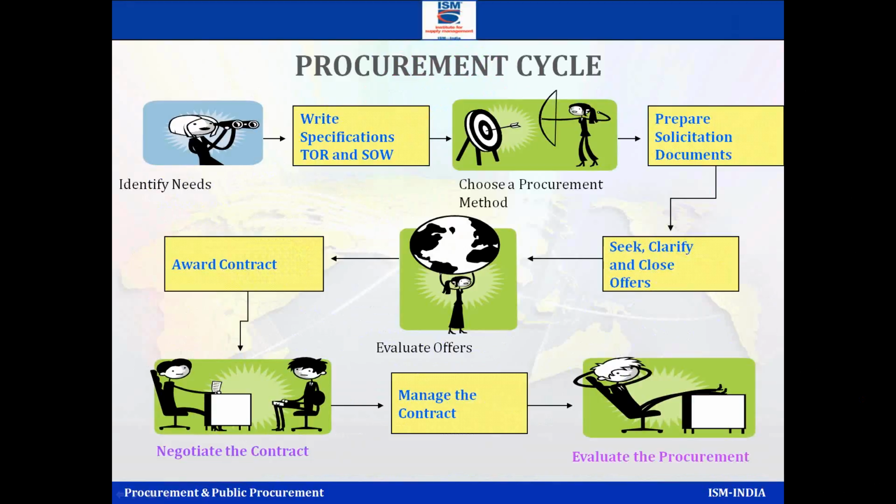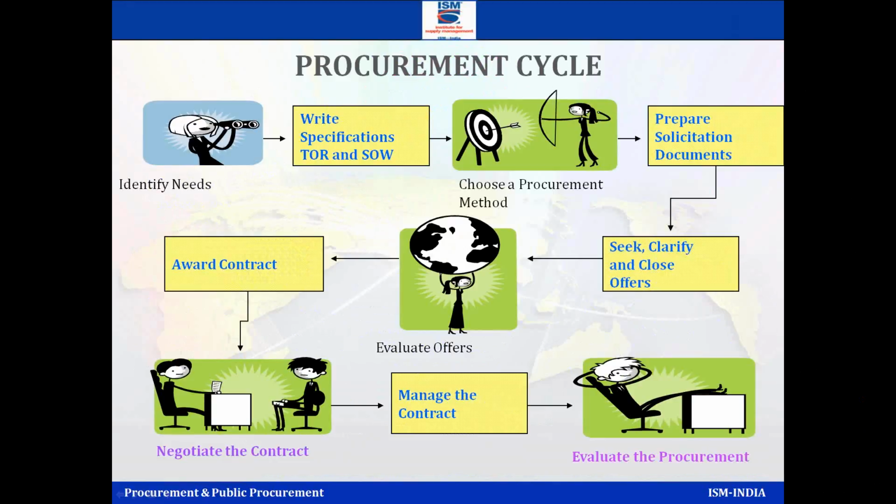Prepare solicitation documents. So you make a solicitation document. In public sectors, the very popular ones are ITB, invitation to bid, which we use for goods of high values; RFP, request for proposal; request for quotation, RFQ. We also use RFI in the beginning stage to collect information and understand the market. Then seek, clarify, and close the offers.